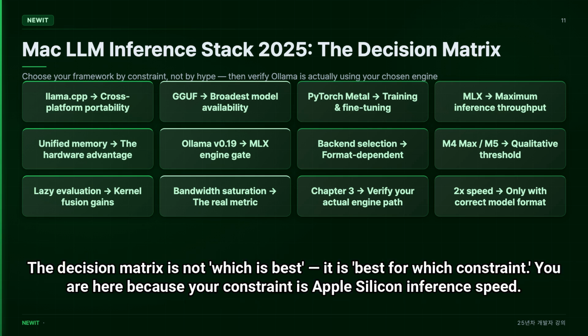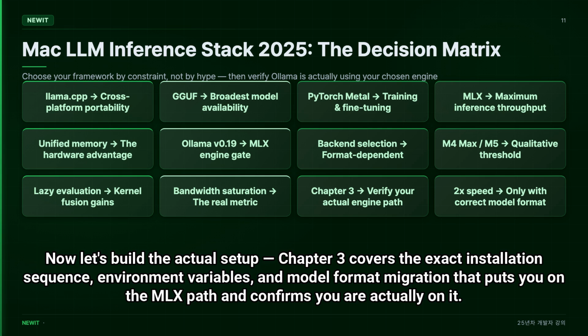The decision matrix is not which is best, it is best for which constraint. You are here because your constraint is Apple Silicon inference speed. MLX is your answer. Now let's build the actual setup. Chapter 3 covers the exact installation sequence, environment variables, and model format migration that puts you on the MLX path and confirms you are actually on it.